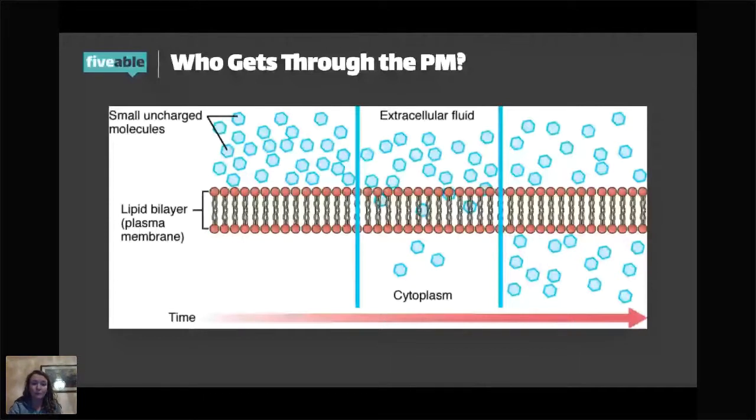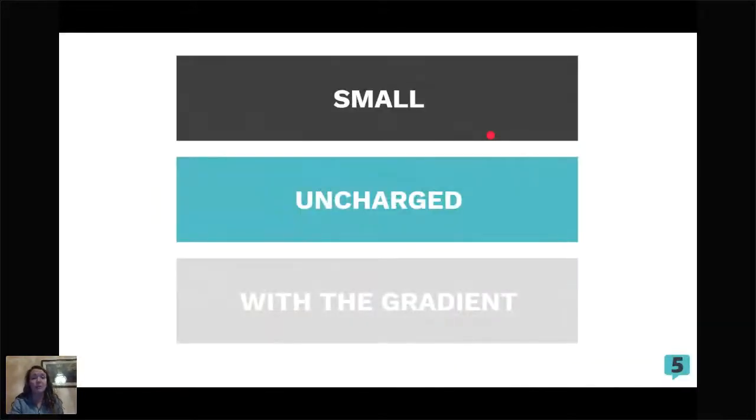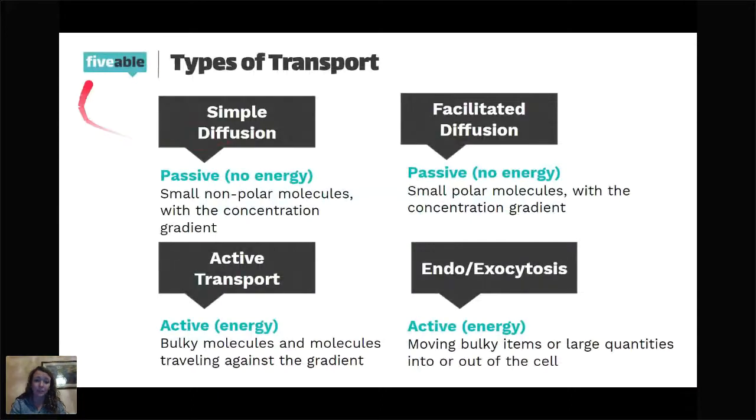Okay, so now that we know that for something to go through simple diffusion, they're small, uncharged, and with the gradient, we're going to talk about how all those other things get through the membrane and then specifically focus on facilitated diffusion. So here are your types of transport. Simple diffusion, I just talked about, it's passive, which means no energy required, okay? And it's for small nonpolar molecules, and they need to be going with the concentration gradient. So again, from high to low.